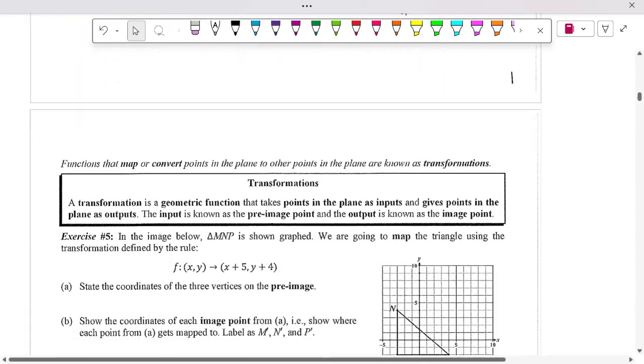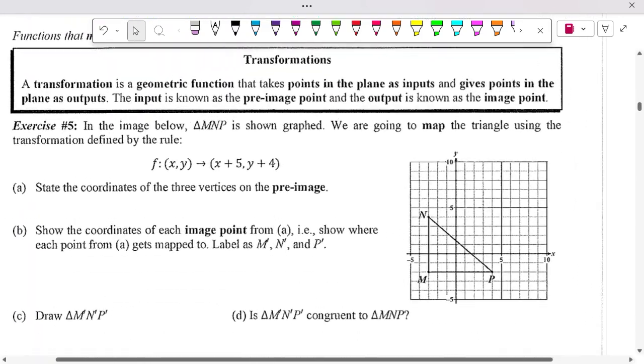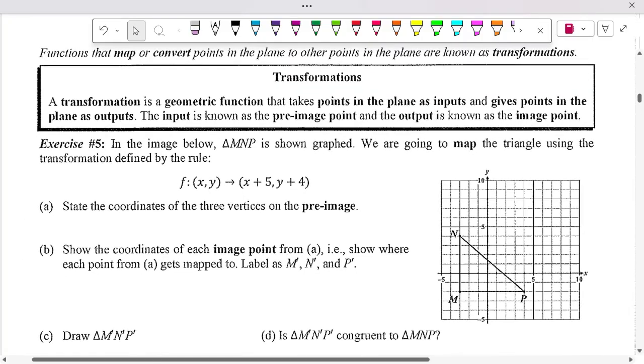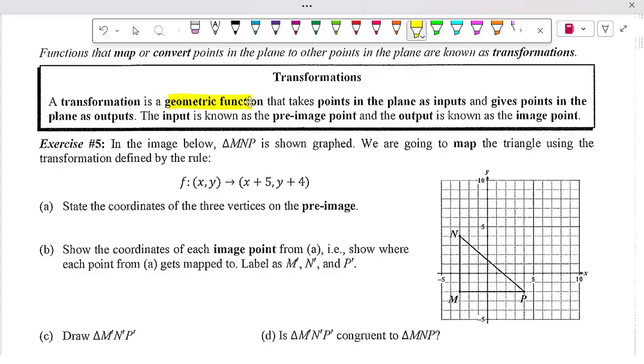All right. So, transformations. A transformation is a geometric function that takes points in a plane as inputs and gives points in the plane as outputs. So if you don't know what a plane is, and I'm not talking about air travel, a plane is just the coordinate grid. It's just a fancy way of saying the coordinate grid.